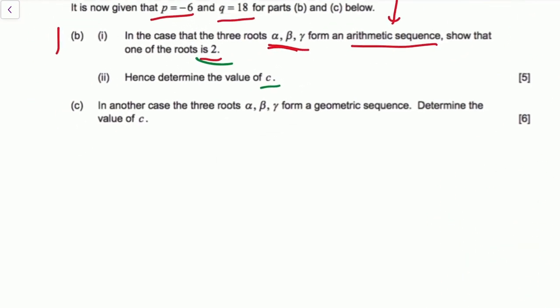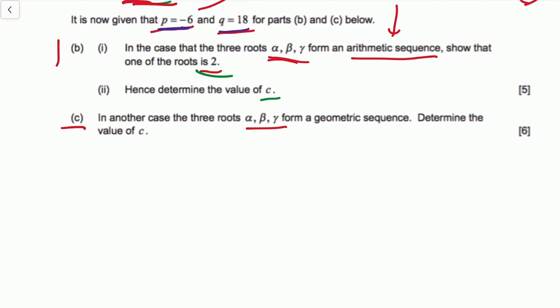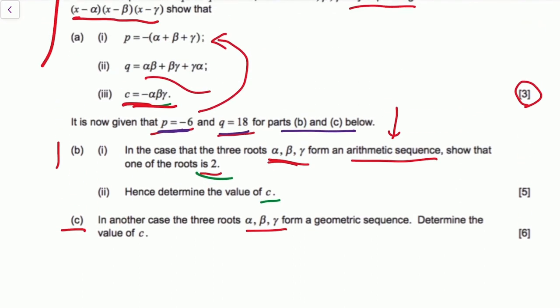Now knowing this trick, part c should not be difficult now. You do a similar trick on the fact that, like the different condition, now they're geometric. The condition that p is negative 6 and q is 18 would still apply, right? Because it's for both parts in d. And obviously you will still need this. This will be a good chance to pause the video, give this problem a try. Answer will be coming in 3, 2, 1.